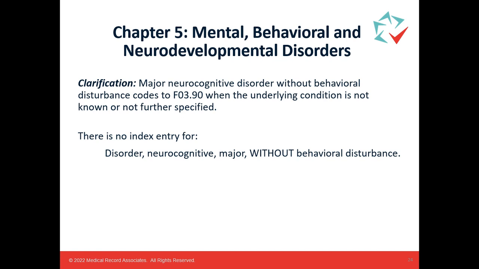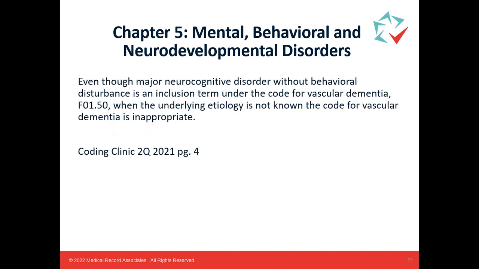Pay very close attention when you're going through the index to compare your documentation to the code selection. And even though major neurocognitive disorder without behavioral disturbance is an inclusion term under the code for vascular dementia, which is F01.50, when the underlying etiology is not known, using the code for vascular dementia is inappropriate. And that is from a Coding Clinic, second quarter 2021, page 4. So these last two slides are a couple of good slides to remember, and just go back and maybe double check that Coding Clinic and look at your index and understand what that is referencing.